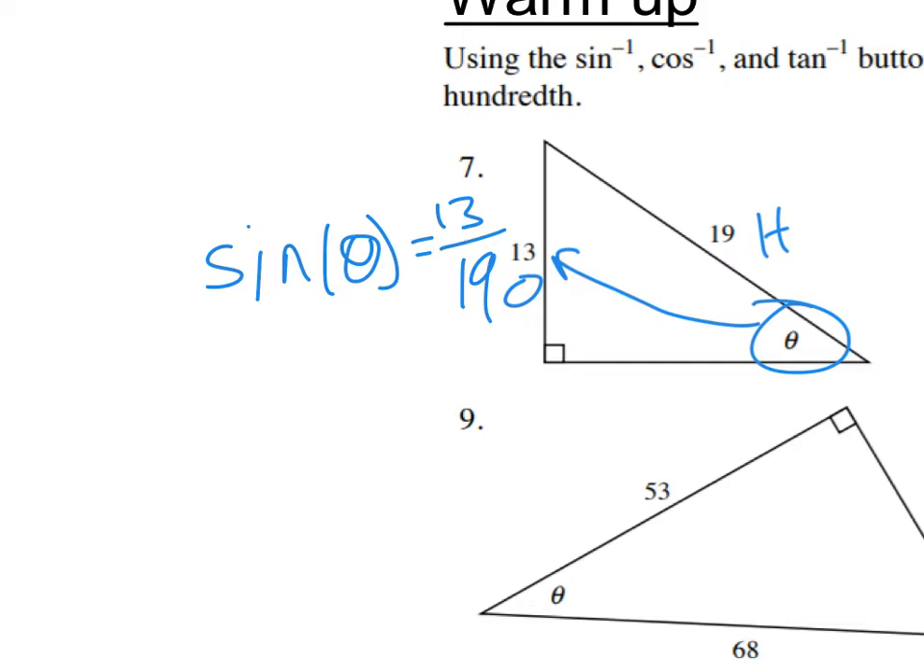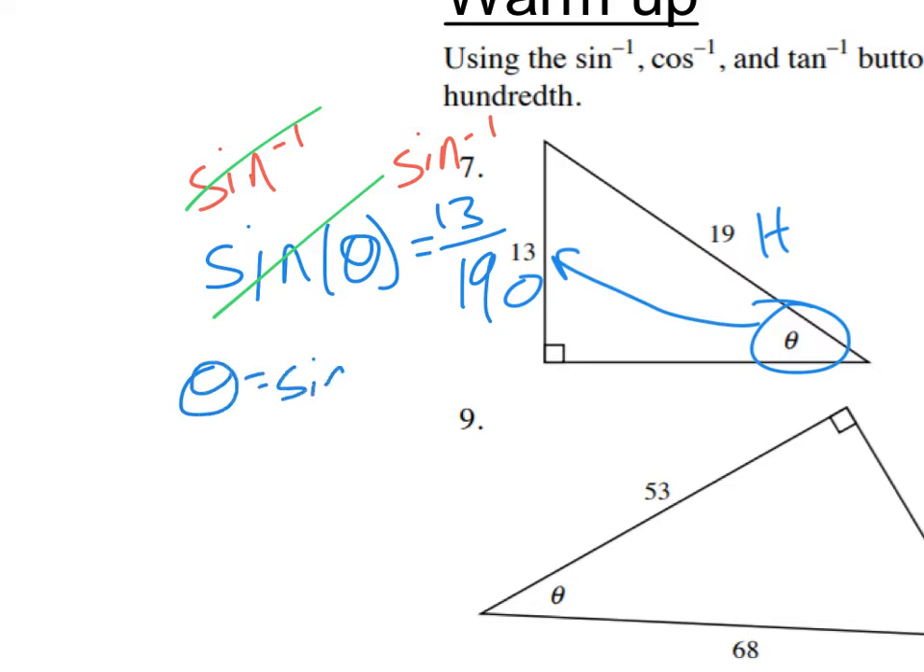What we said yesterday is that we can solve for theta by taking the inverse sine of both sides. When we take the inverse sine of both sides, that essentially undoes this operation right here. Those two are opposites of one another. Then I'm going to be left with theta equal to the inverse sine of 13 over 19.